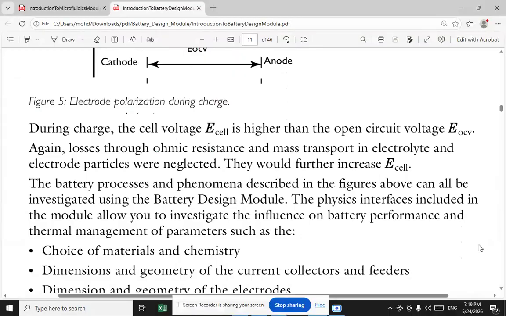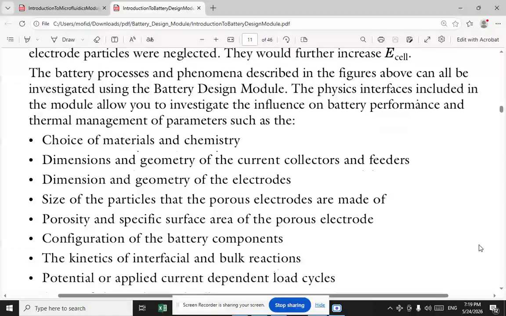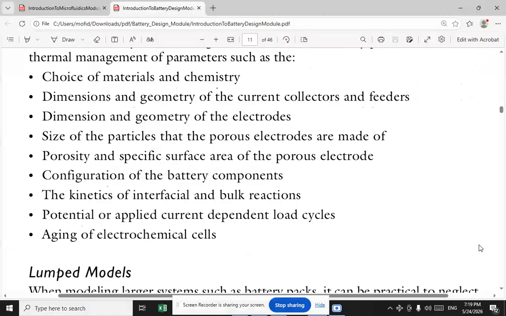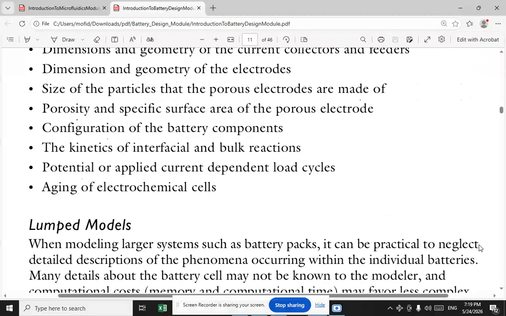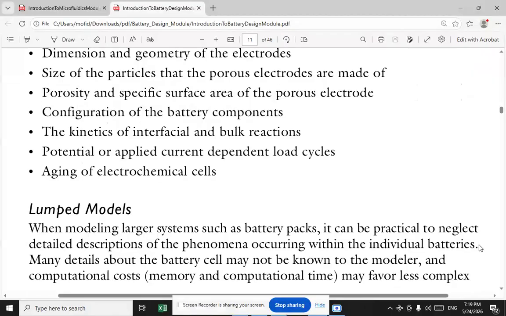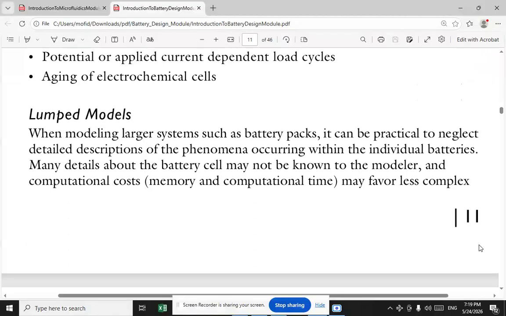The physics interfaces included in the module allow you to investigate the influence on battery performance and thermal management parameters such as the choice of materials and chemistry, dimensions and geometry of the current collector and feeders, dimension and geometry of the electrodes, size of the particles that the porous electrodes are made of, porosity and specific surface area of the porous electrode, configuration of the battery components, the kinetics of interfacial and bulk reactions, potential or applied current dependent load cycles, and aging of electrochemical cells.